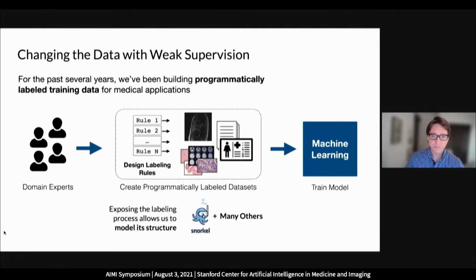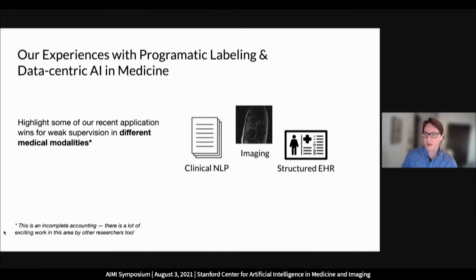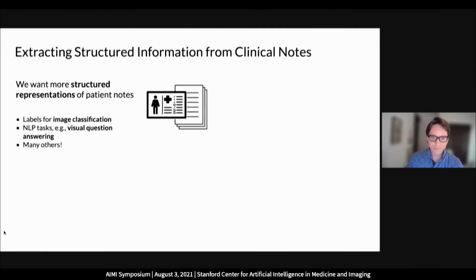And so the rest of this talk is really our experiences with programmatic labeling and data-centric AI across several different medical modalities. And this isn't a total survey. There are lots of other great examples, but we'll just focus on our personal experience in clinical NLP, medical imaging, and structured EHR data.